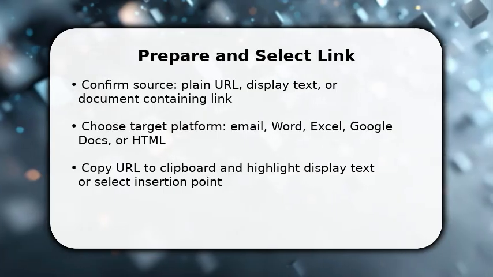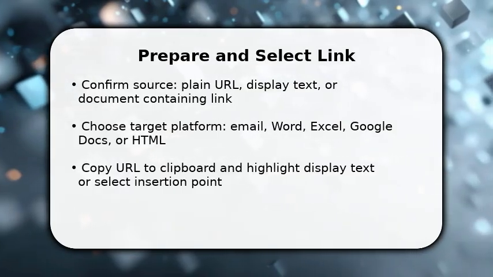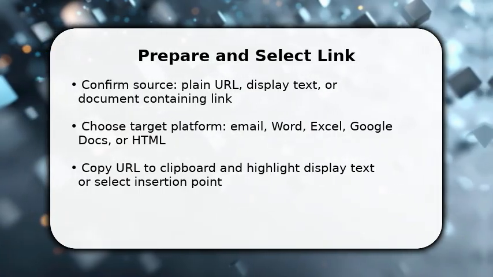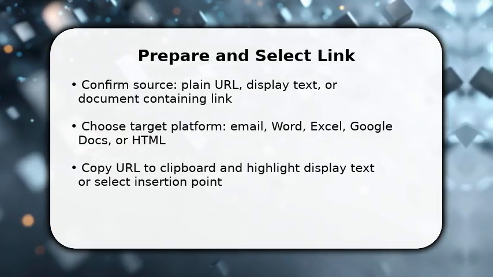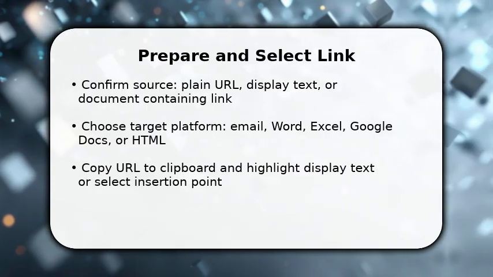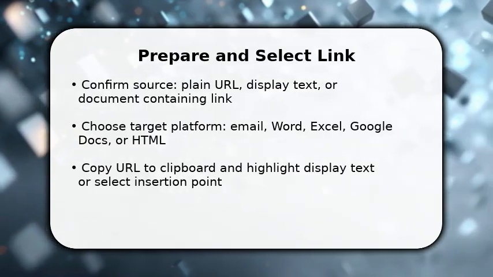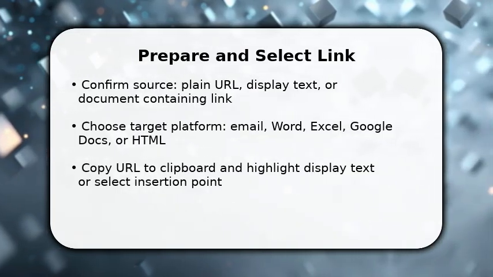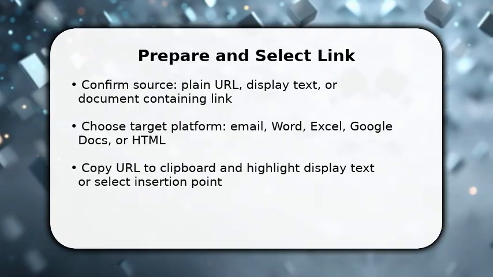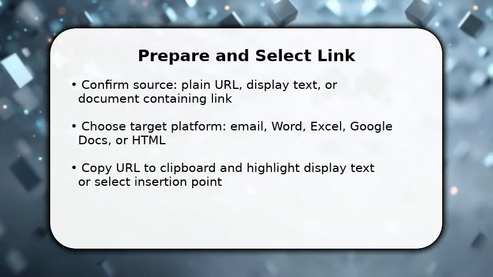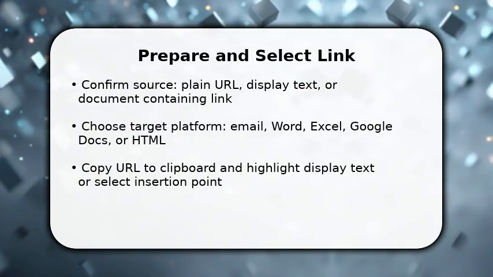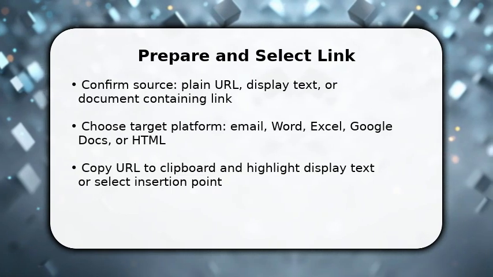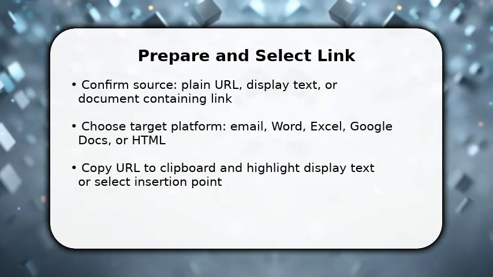You start by identifying exactly what you have and where you'll paste it. If you already copied a plain URL, keep it in the clipboard. If not, copy it now. Once you've chosen the platform, email, Word, Google Docs, Excel, or HTML, highlight the display text you want to become clickable or place the cursor where the hyperlink should appear. Make sure the URL includes the scheme, http:// or https://, so platforms recognize it automatically.